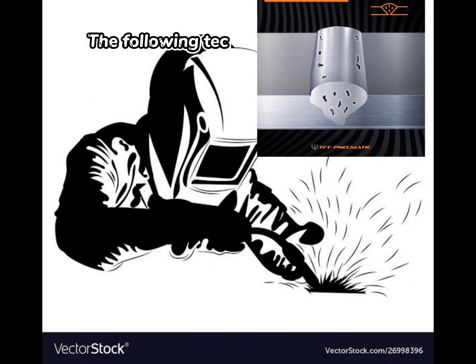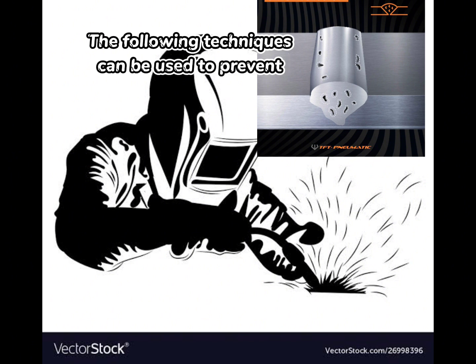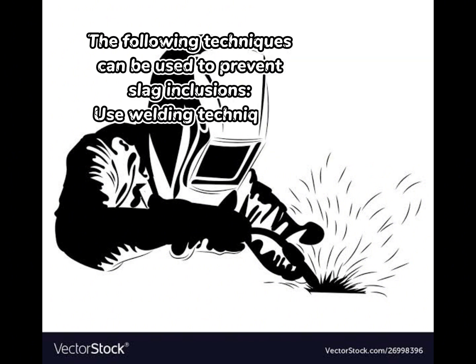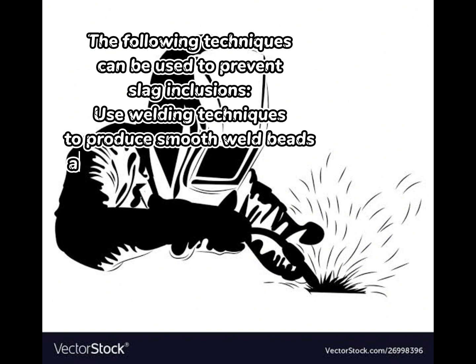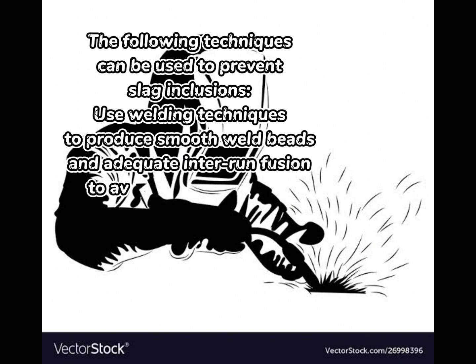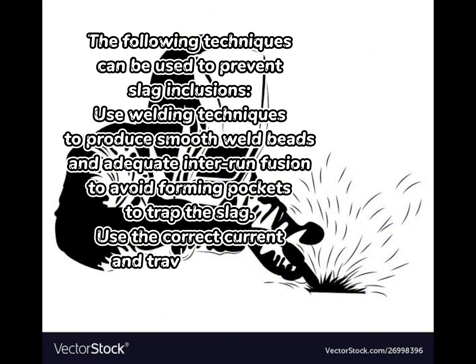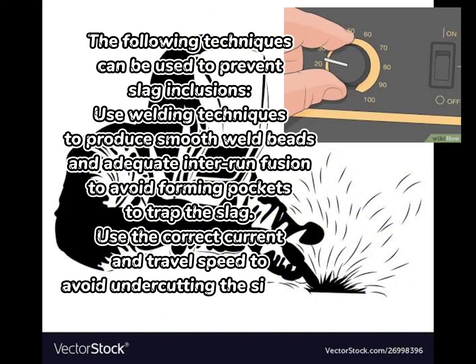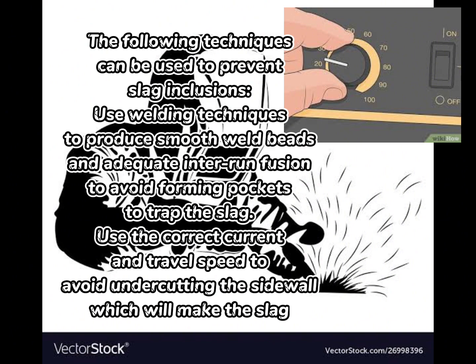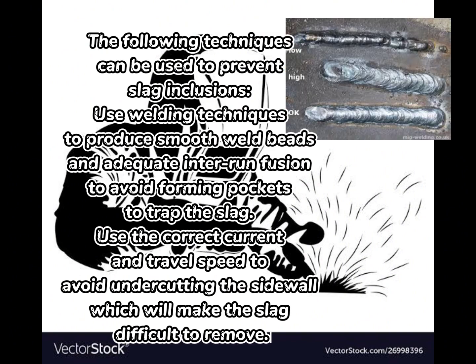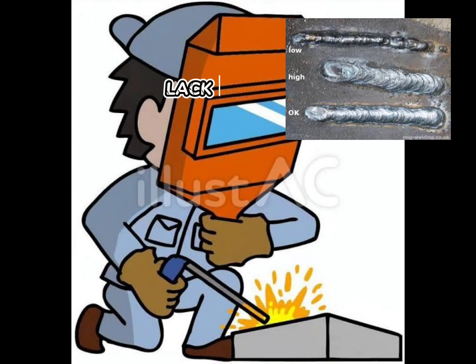The following techniques can be used to prevent slag inclusions. Use welding techniques to produce smooth weld beads and adequate inter-run fusion to avoid forming pockets to trap the slag. Use the correct current and travel speed to avoid undercutting the sidewall, which will make the slag difficult to remove.